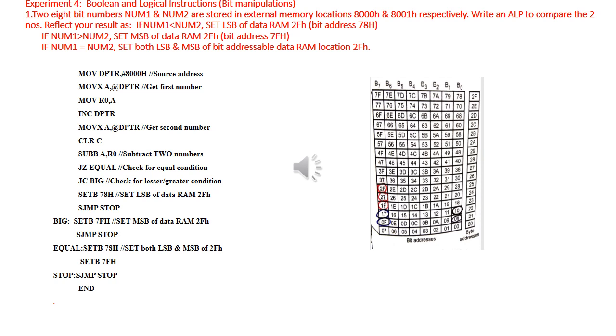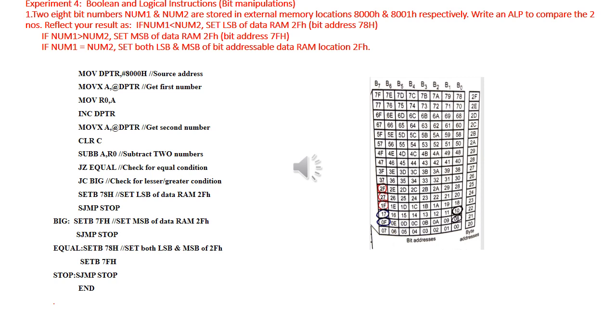They are stored in the external memory locations 8000H and 8001H respectively. Write an ALP to compare the two numbers. Reflect your result as follows: if num1 is less than num2, set the LSB of the data RAM 2FH. The bit address is 78H.